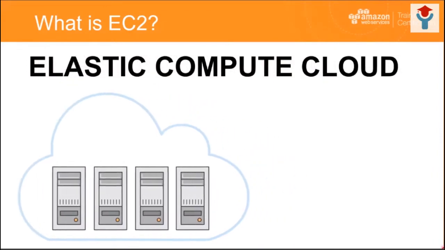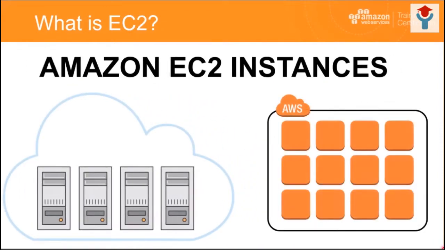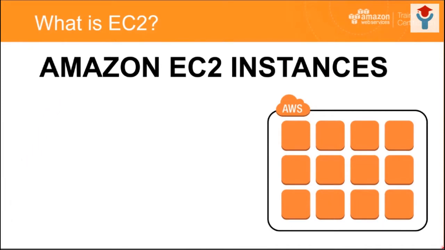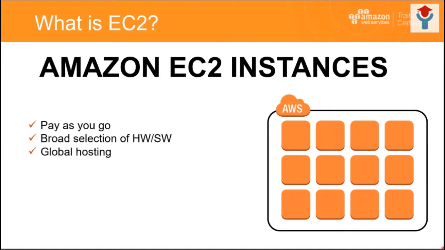But let's stop calling them servers and use the proper name of Amazon EC2 instances. Instances are pay-as-you-go. You only pay for running instances and only for the time that they're running. There's a broad selection of hardware and software and selection of where to host your instances. There's a lot more to it than just that. For more information, go to aws.amazon.com/EC2.